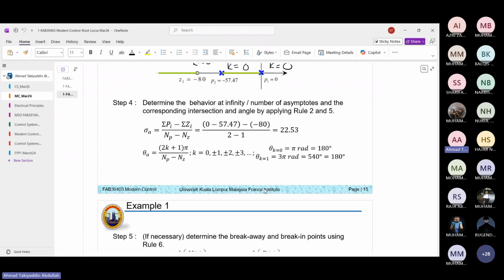And then we are going to have the asymptote angles or behavior at infinity angles. And we are going to name it theta A. But anyhow, the condition of this theta is that possibly there will be more than one. So we are going to use one variable that is known as k.